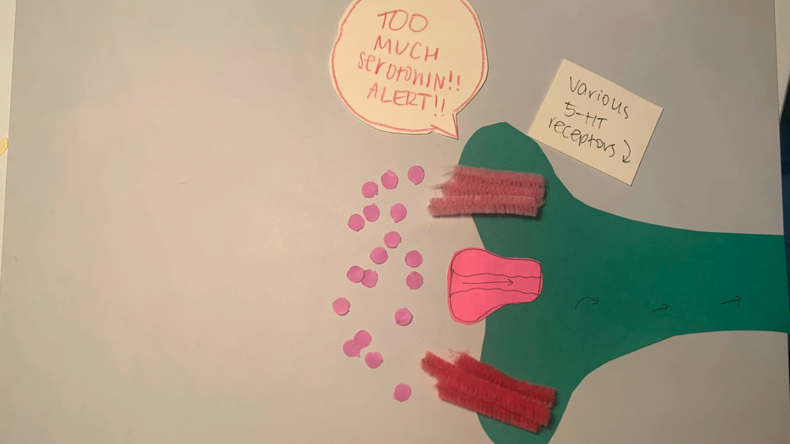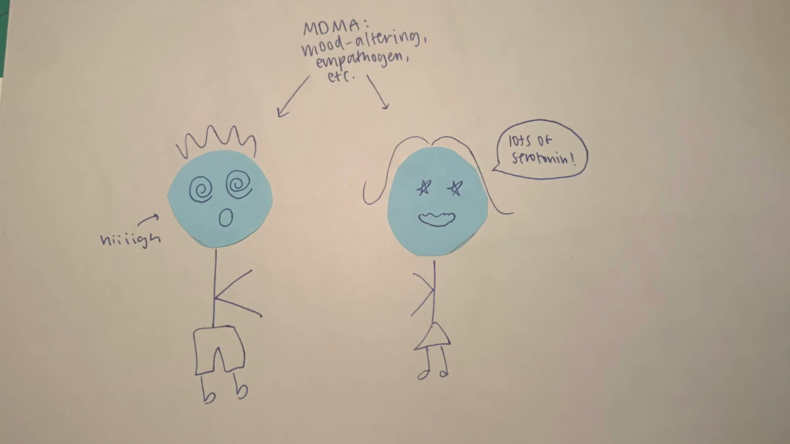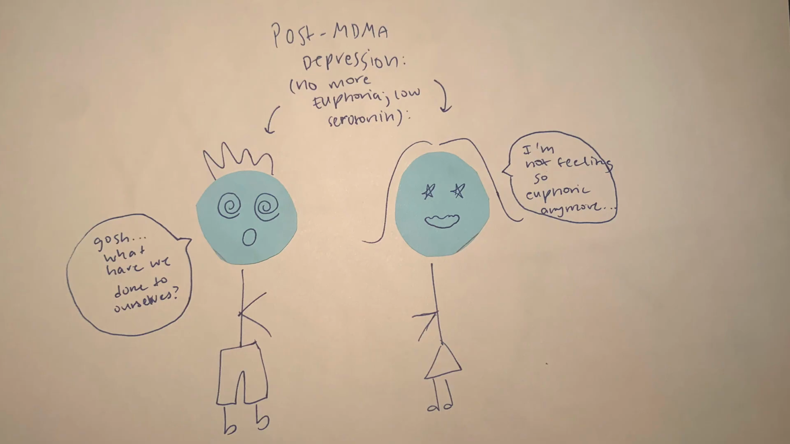MDMA also releases an excess of serotonin, resulting in mood-elevating effects or short-term euphoria. However, this burst of serotonin will fall to a low after consumption of MDMA, leaving the brain lacking serotonin, which can be attributed to the negative long-term effects many experience after a high of MDMA.